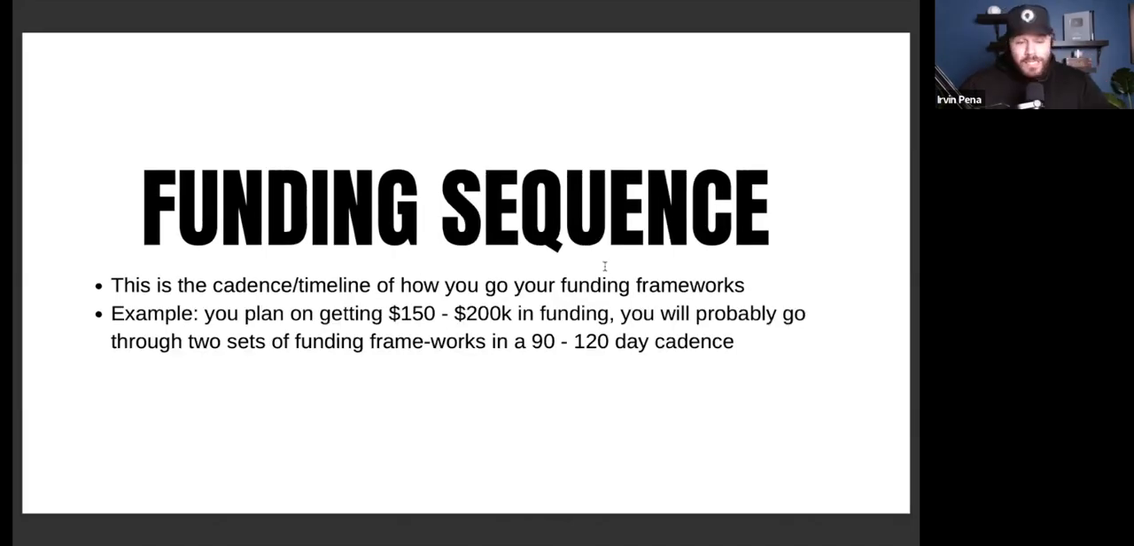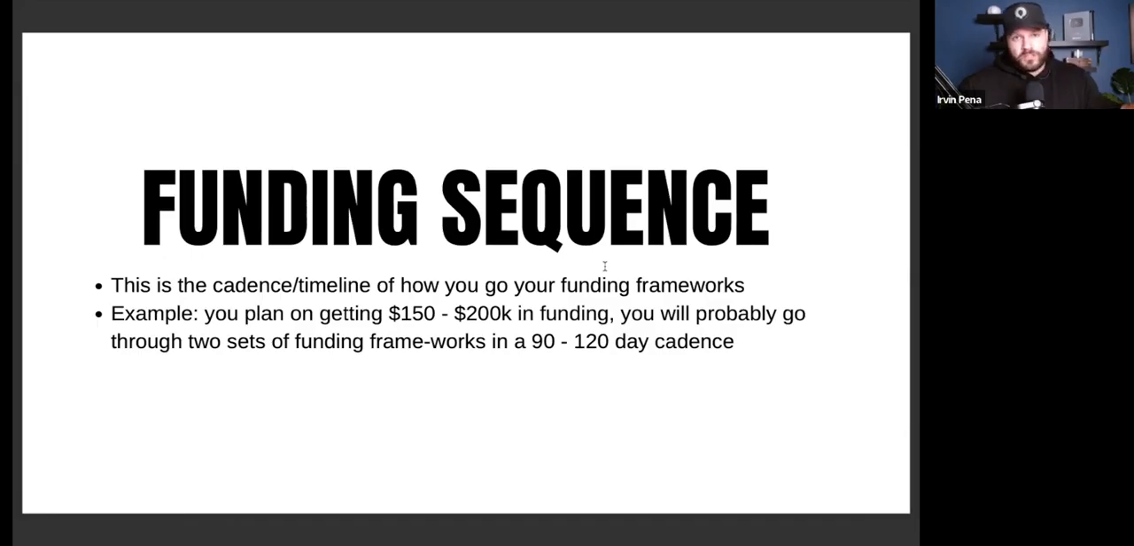Now, a funding sequence is the cadence or the timeline of how you would go about each of these funding frameworks. So, for example, you plan on getting 100, 150 to 200K in funding. This is probably going to take you 2 sets of 2 funding frameworks in order to do this within a 90 to 120-day period. Now, is it guaranteed? No, of course not.